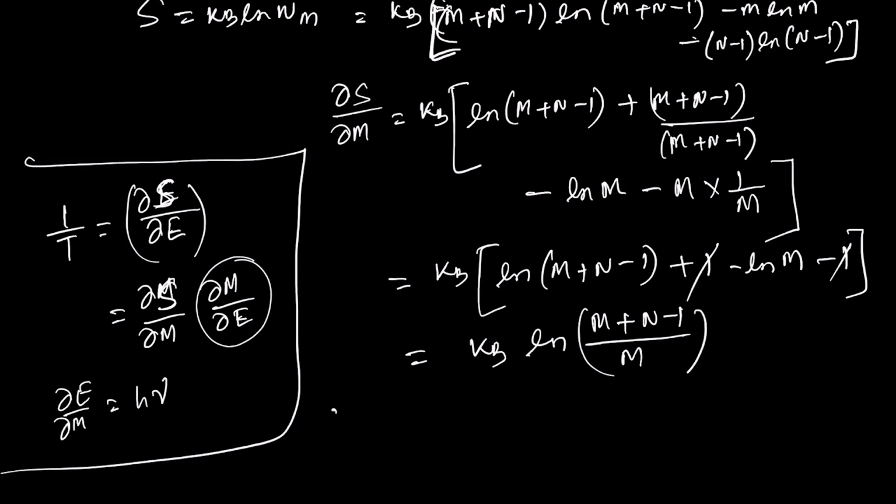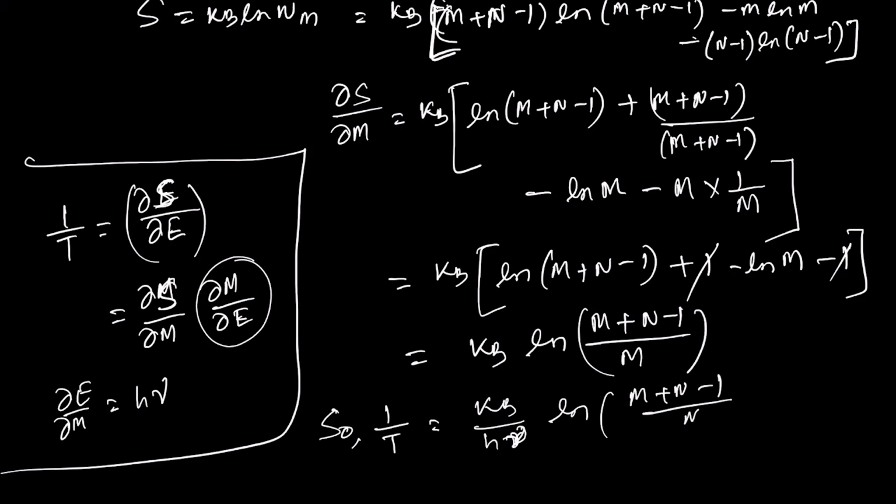Therefore, 1 by T is nothing but k_B by h nu times ln ((M plus N minus 1) by M). At a very high temperature, 1 by T becomes 0. And then on the right hand side, M becomes much bigger than N.